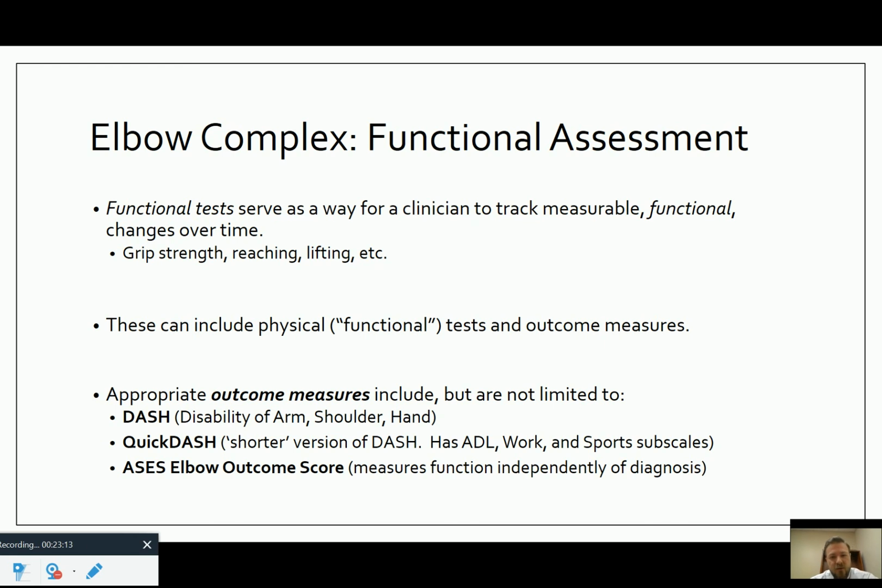These can include physical or functional tests and outcome measures, right? Because outcome measures are a way that you can objectively get a sense of the patient's function based on their own personal beliefs about their arm. So appropriate outcome measures for the elbow include, but are not limited to, the following. These are the ones that I've seen and used the most in clinic.